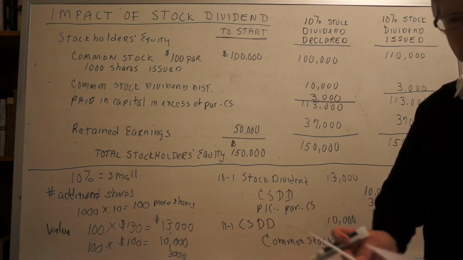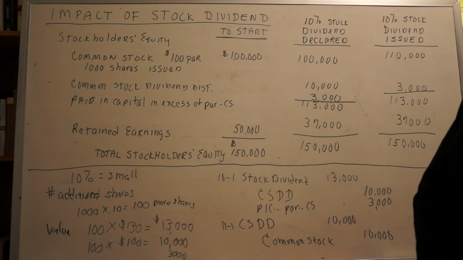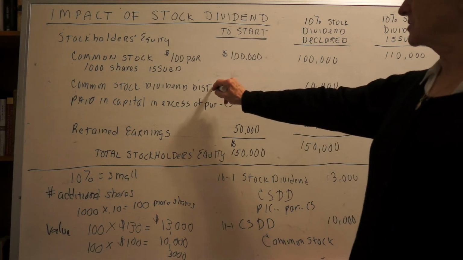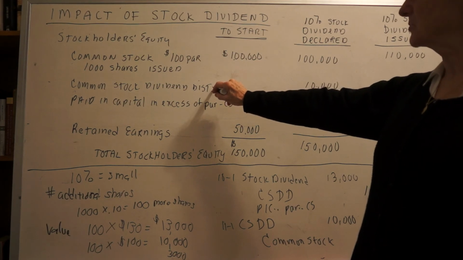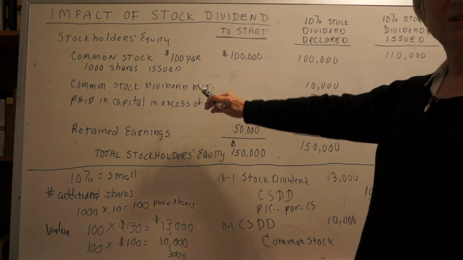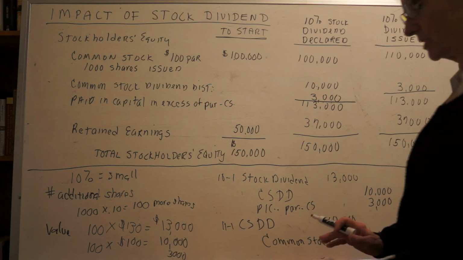I hope that helps you understand a little bit more what's going on with it, and also to see how the reporting goes. This common stock dividend distributable would actually be reported in your stockholders' equity section if it were on the books at the time of the financial statements and had not been distributed. So that is the impact of a stock dividend on our stockholders' equity section.